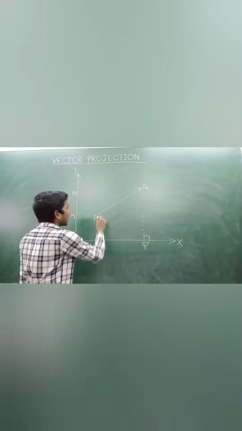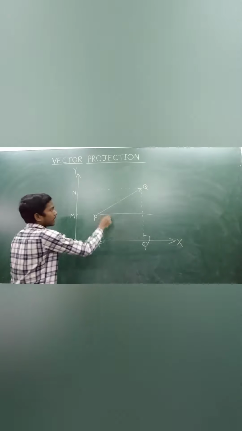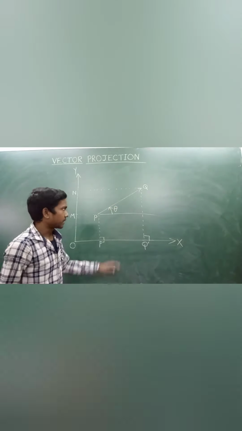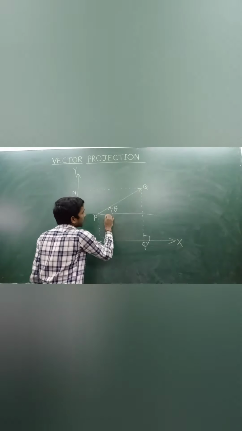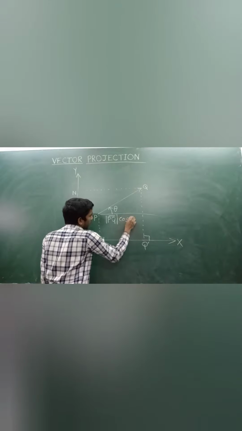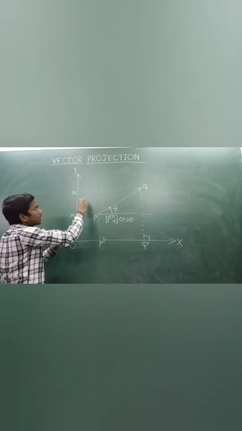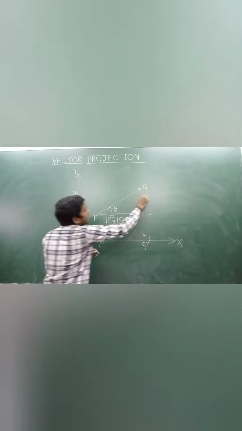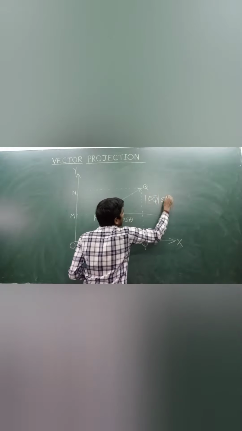So it is very easy to find the vector projections. Say this is our x-axis and the vector PQ makes an angle theta with the x-axis. So we can use trigonometry to find this length. This length is nothing but mod of PQ into cos theta. And this length is the vector projection of PQ along the y-axis. So this length is mod PQ into sin theta.